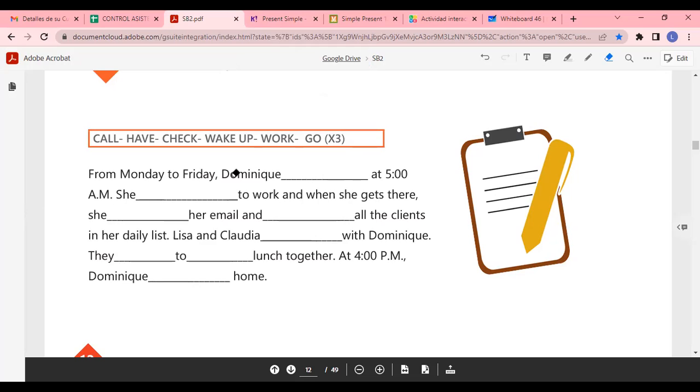I'm gonna give you one more. Yes, mister? Wake up, ¿qué sería? Levantar, despertarse, mister. Wake up. Okay. Wake up es cuando tú abres tus ojos y get up significa levantarte de la camita, ¿ok?